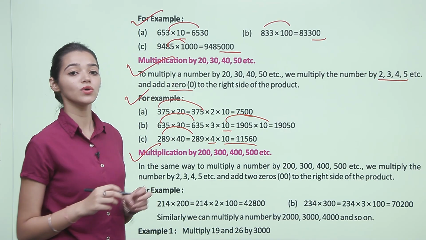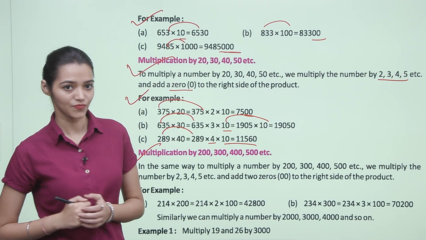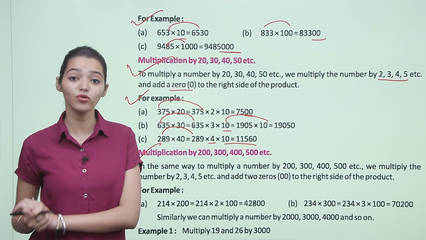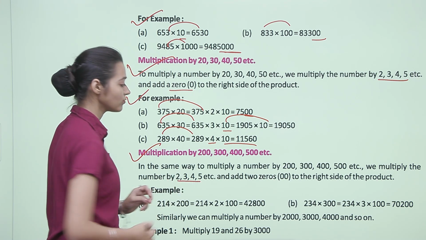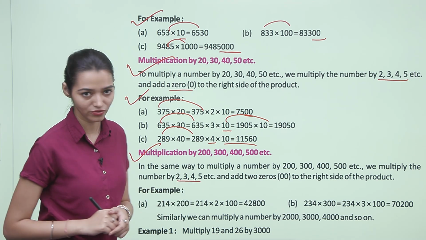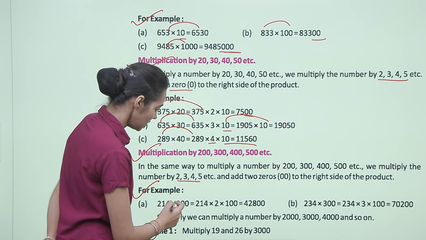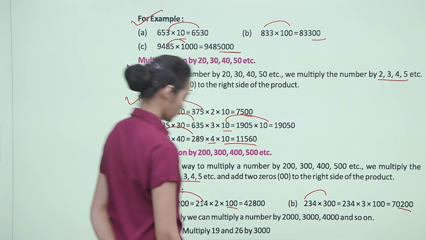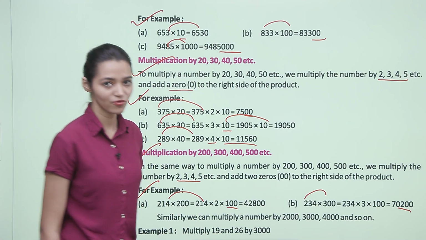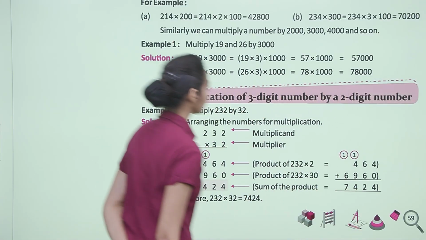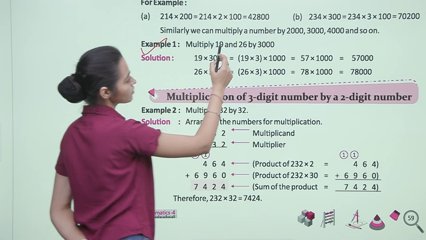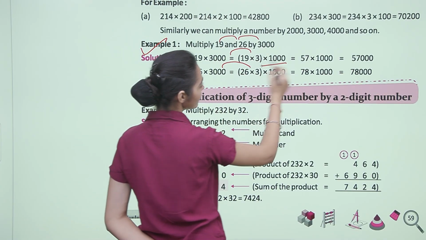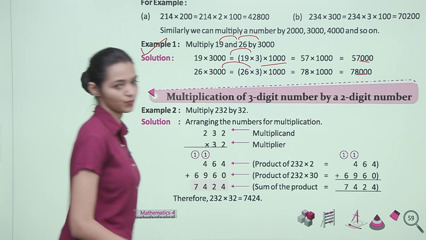Now multiplication by 200, 300, 400, 500 etc. In the same way, if we want to multiply a number by 200, 300, 400, firstly we multiply the number by 2, 3, 4, 5 and then we add 2 zeros to the right of the product. For example, we multiply by 2 and then add 2 zeros, we multiply by 3 and then add 2 zeros. Now let's understand it better with the help of examples. In example number 1, we have to multiply these numbers by 3000. Firstly we multiply by 3, then we add 3 zeros to both of the products.